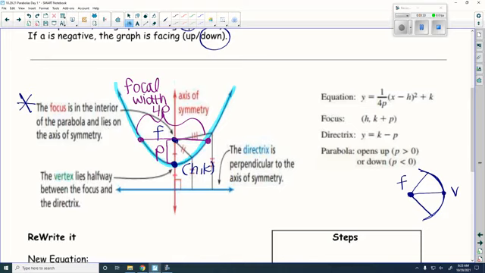The other vocabulary words, we have two. The first one was the focus. The second one is what is called the directrix. This right here. The directrix is this line on the other side of the vertex. The distance between the vertex and the directrix is also P.